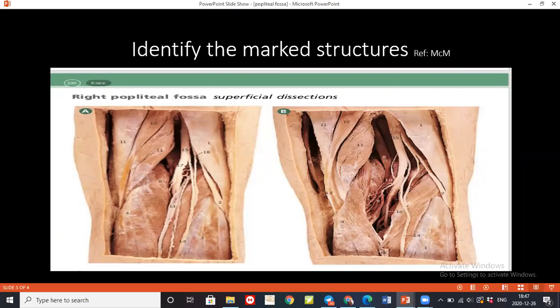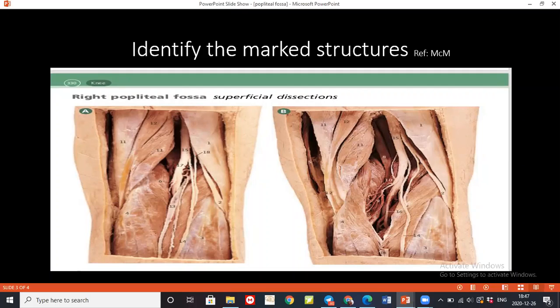Roof is formed by skin, superficial fascia, and fat, and the floor is formed by the knee joint and knee capsule. In the roof there is also a deep fascia which is pierced by the short saphenous vein. In the floor, you said popliteal surface of the femur, posterior aspect of the knee joint, and the popliteus muscle.